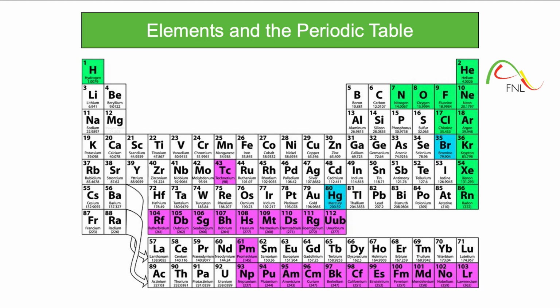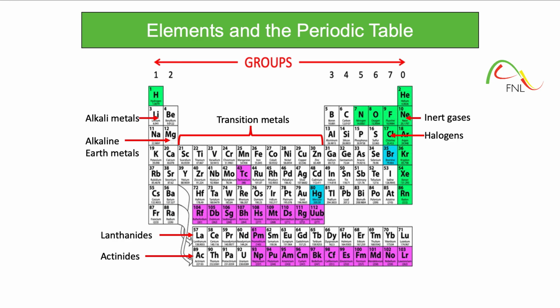So here we have a classic modern periodic table. Now we have what are called groups. So groups 1, 2, 3, 4, 5, 6, 7, 0. Some books, some periodic tables will have the end column as group 8. Here it says 0. Okay, so we have vertical columns called groups.